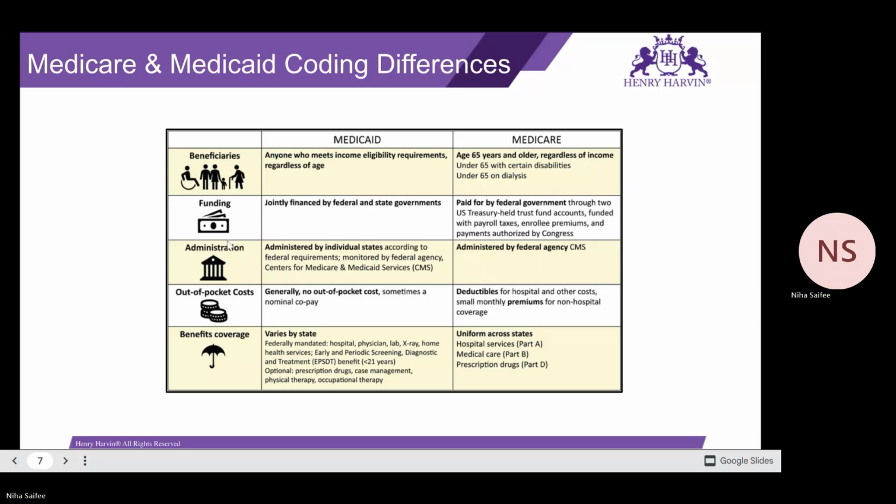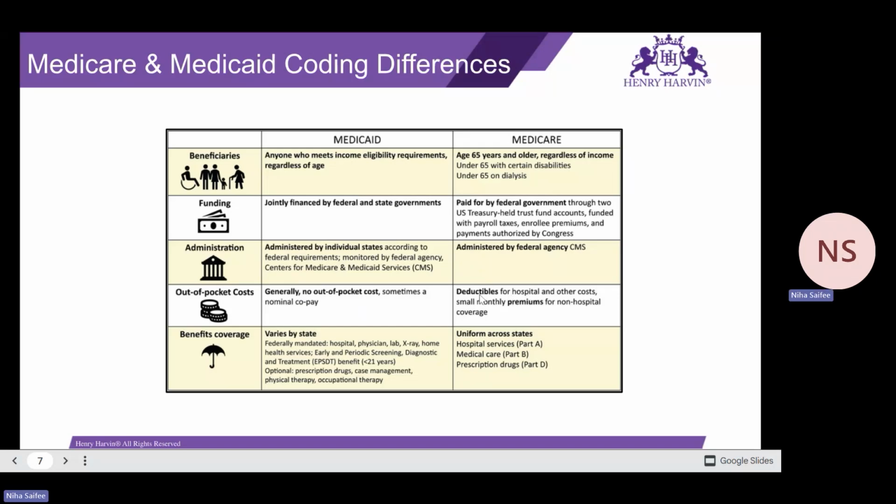Out of pocket costs: generally none, sometimes a nominal copay. Medicaid covers most of the expenses. There is very little that the patient has to pay out of pocket, obviously because the patient is already a low income bracket person.